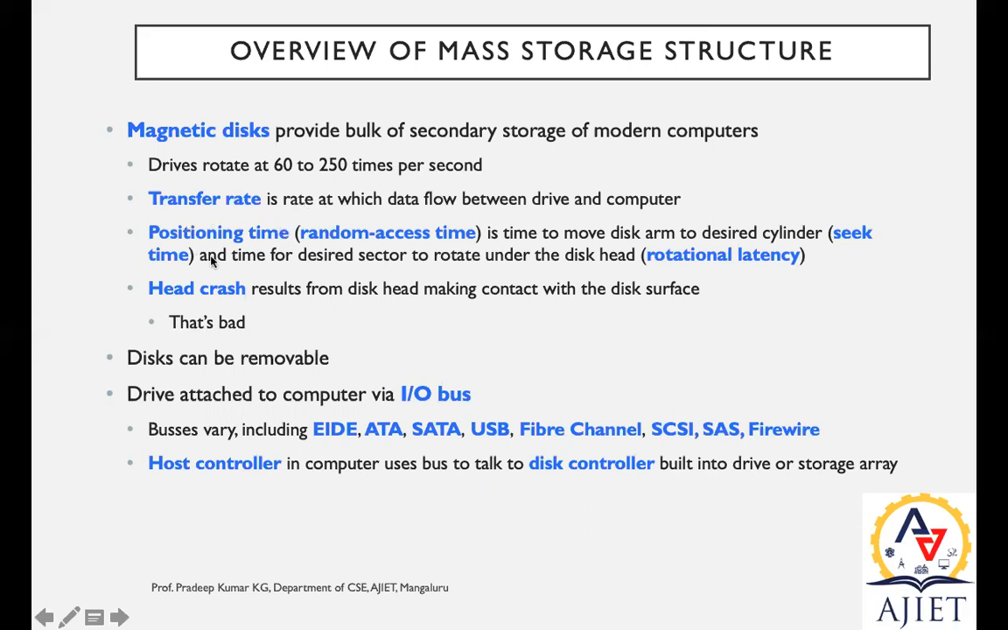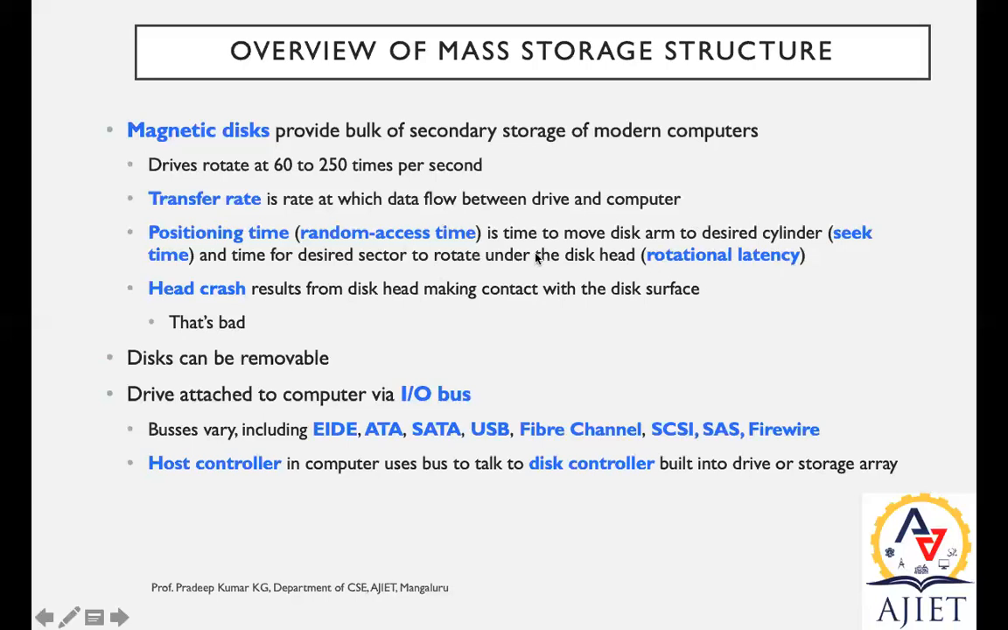Then we have something called positioning time. This positioning time, in another way, you may call random access time. This is the time to move the disk arm to the desired cylinder. That is nothing but seek time. You'll see a diagram so that you'll understand easily. And the time for the desired sector to rotate under the disk head, that is rotational latency. We'll see this definition with the help of a diagram.